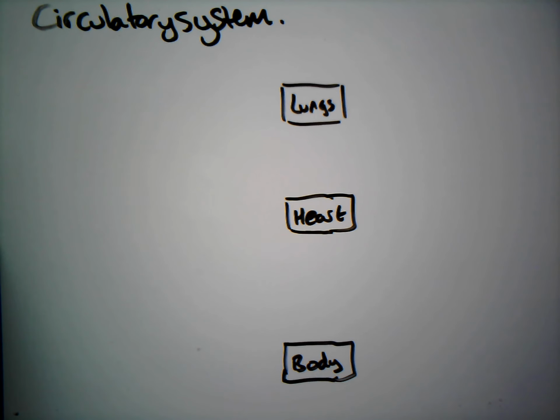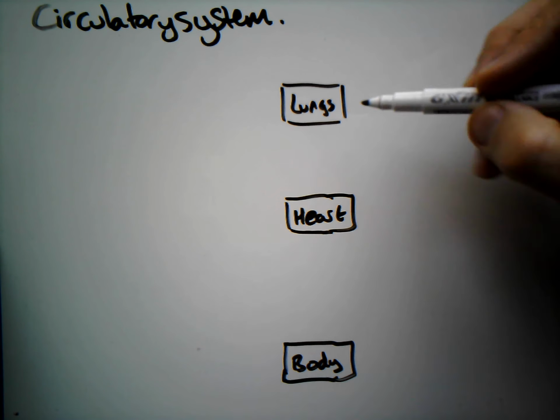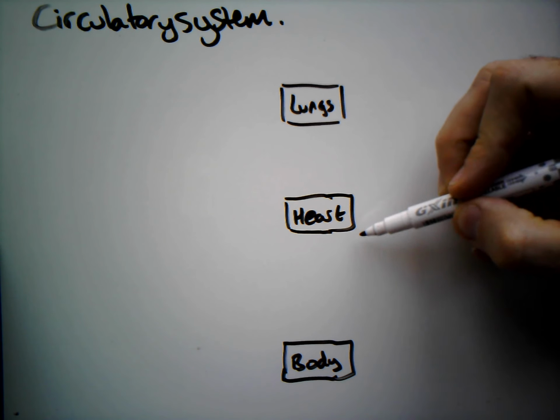Hello everyone, so today we're going to look at the circulatory system and how it works in our body, where it goes and what it does. So there's three main locations that we need to be aware of in our circulatory system, which I've already written on my board today. So you can see we've got the lungs at the top, heart, body.